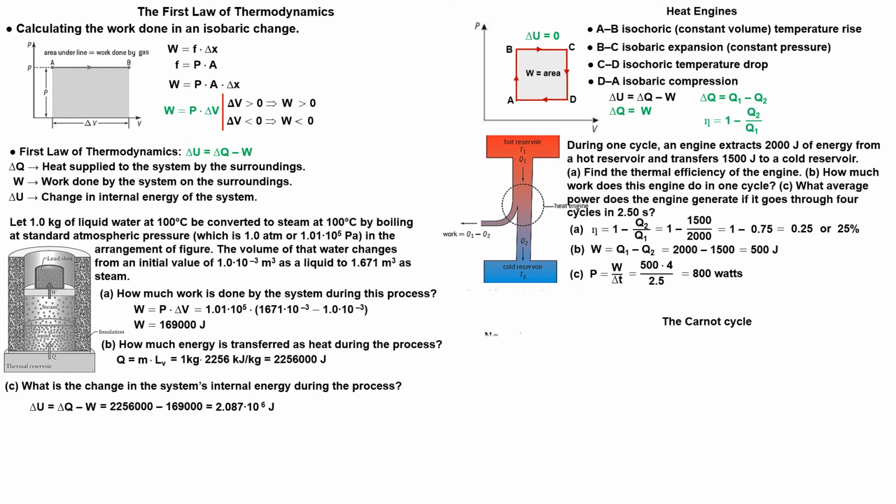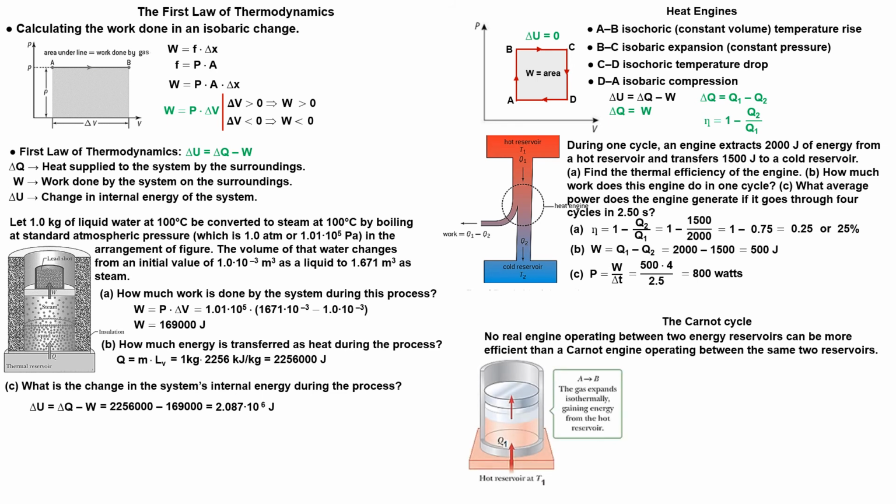Carnot's theorem can be stated as follows. No real engine operating between two energy reservoirs can be more efficient than a Carnot engine operating between the same two reservoirs. The cycle consists of two adiabatic and two isothermal processes. The process from A to B is an isothermal expansion at temperature T1, in which the gas is placed in thermal contact with a hot reservoir at temperature T1. During the process, the gas absorbs energy Q1 from the reservoir and does work in raising the piston.